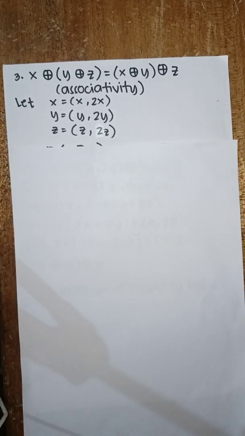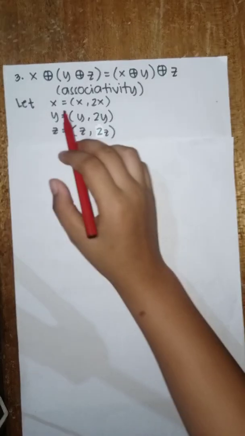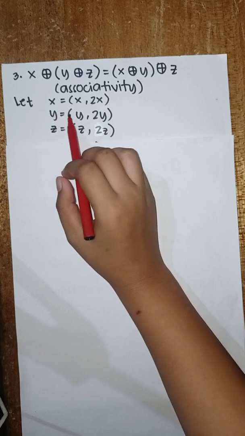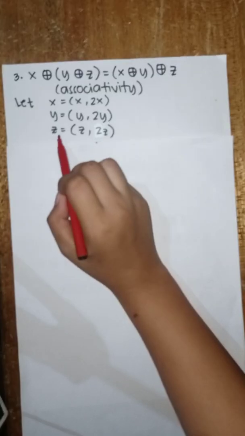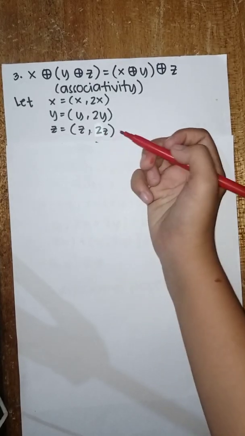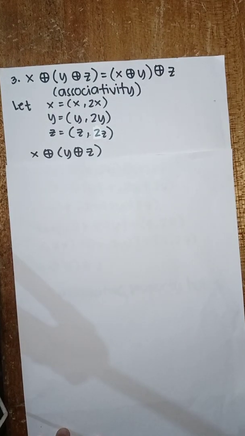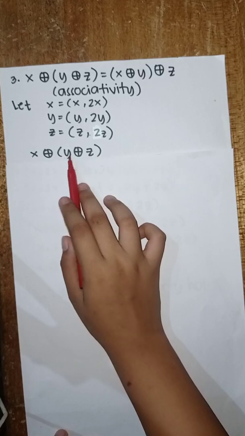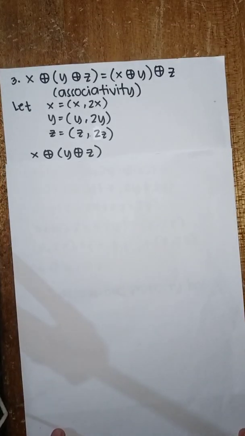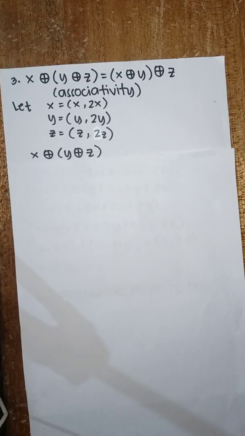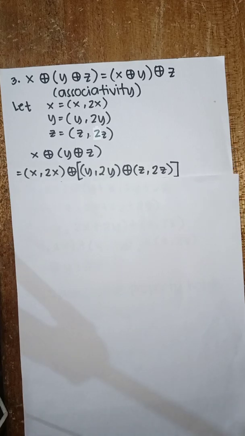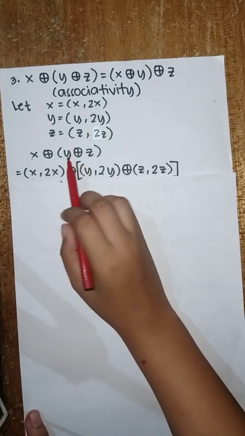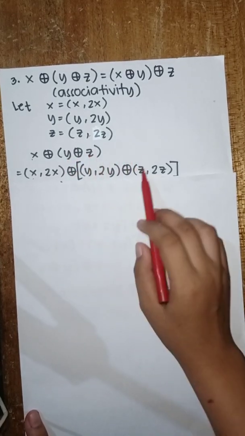So, let x, y, and z. Let x is equals to x, 2x, y is equals to y, 2y, and z is equals to z, 2z. So now we write again the first part of the axiom, x plus the quantity of y plus z. And then we are going to proceed to the substitution of its value. So for x, we have x, 2x, y, we have y, 2y, and z, z, 2z.